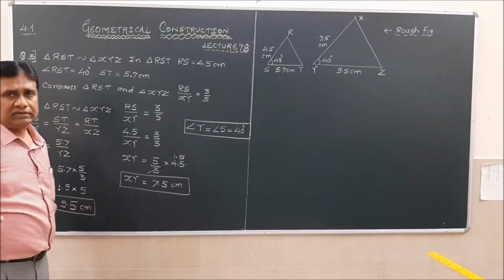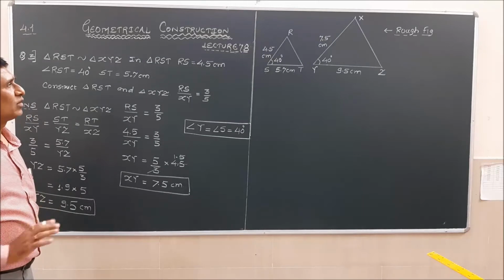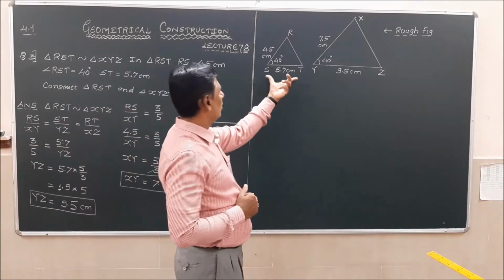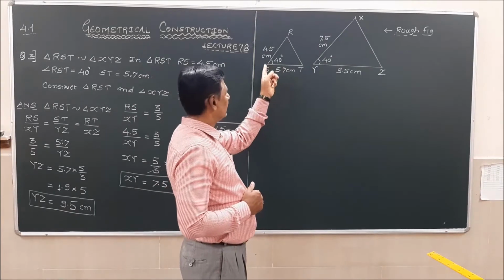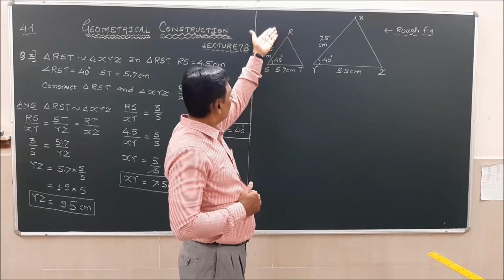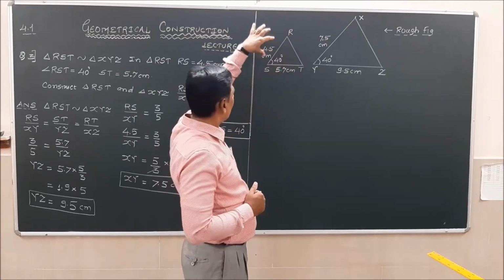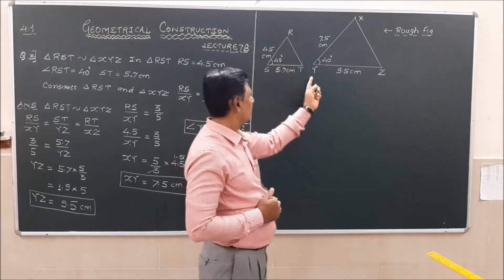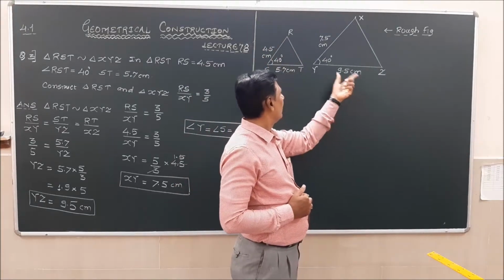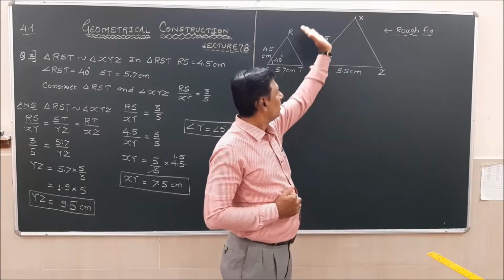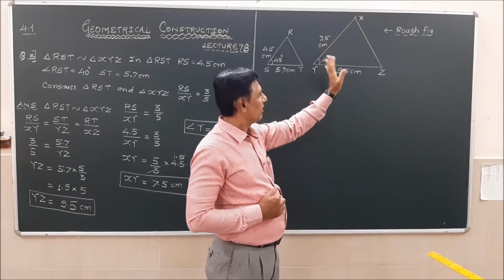It is very easy to construct triangle XYZ and triangle RST. Simple way I tell you. First you will draw ST 5.7. You will take an angle S of 40 degree. You will draw a ray. On that ray you will draw an arc of length 4.5. Then you will join RS. Likewise, YZ 9.5. You will take angle Y of 40 degree. Then you will draw an arc of 7.5.